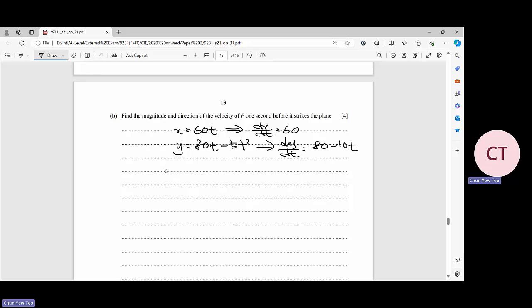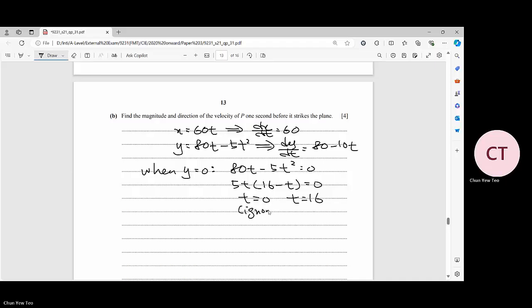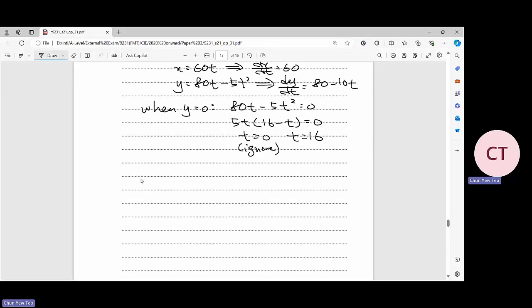So we now want to know when it will strike the plane. When y is equal to 0, 80t minus 5t squared is equal to 0. Take the 5t out, you have this. So t equals 0 and t equals 16. This one we ignore. 1 second before it strikes the plane means t is equal to 15. 16 seconds it will hit the plane. Now we want to go for when t equals 15, 1 second before it strikes the plane.